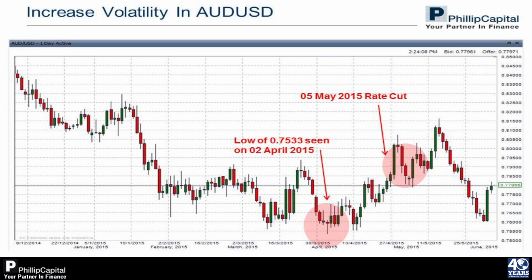But instead of retreating, the Aussie dollar pair strengthened from a low of 0.7533 last seen on 2nd April to break the 80 cents barrier. But prices have since retreated significantly over the past weeks.